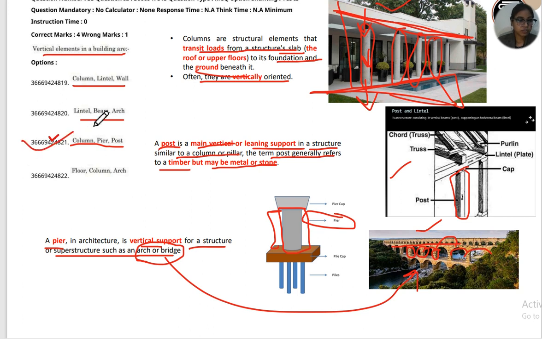If we talk about the lintel, a lintel is a horizontal element above every opening, like above your door or window. In option number 1 you have lintel, and in option number 2 also you have lintel. That's why these two options are wrong. In option number 4 you have floor. A floor is also a horizontal element, not a vertical element. That's why this is also wrong, and the correct one is option number 3.